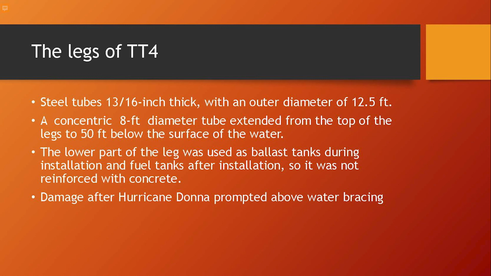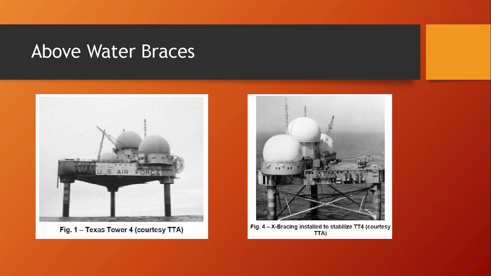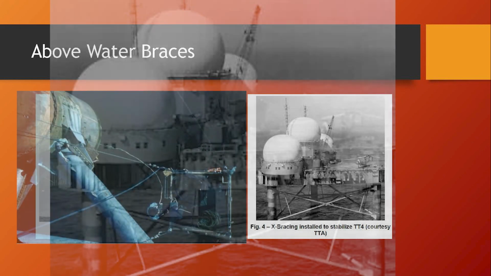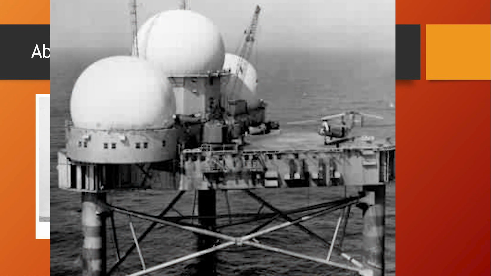The legs of Texas Tower 4 had an outer diameter of 12.5 feet and an 8-foot diameter tube extended from the top of the legs to 50 feet below the water surface. After damage acquired in Hurricane Donna, above-water X bracing was installed to stabilize the tower. This bracing went against the original design to keep bracing out of the wave action zone.